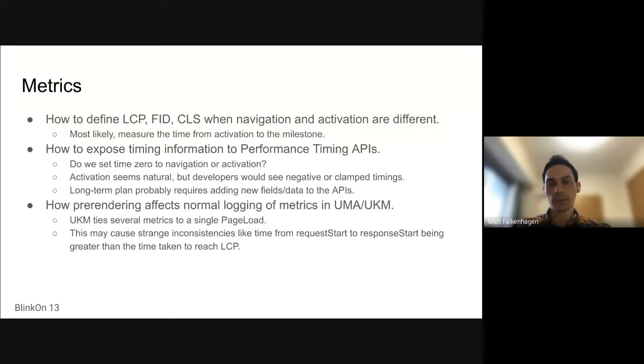But we're most likely going to have to expose these in a really supported way, and perhaps by adding new fields and data to these APIs. We also have to be careful about how we log metrics so we don't confuse our current pipeline. Right now, UKM ties several metrics to a single page load. And in the pre-rendering world, we might get some strange inconsistencies, like if we see the time it took to round trip the server being more than the time it took to reach the LCP milestone, that might confuse our analysis. So we have to be a bit careful here.